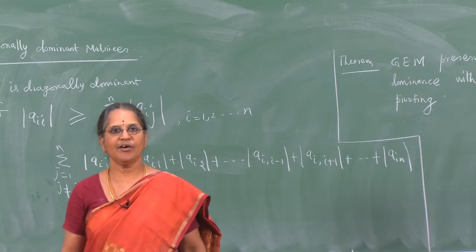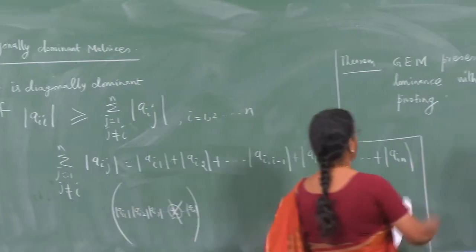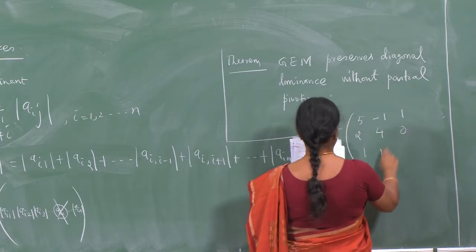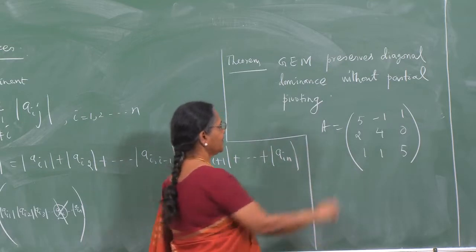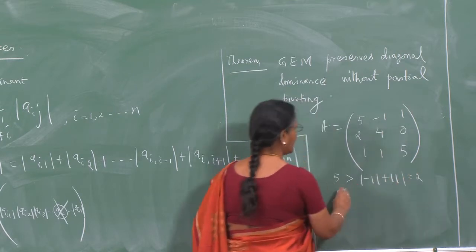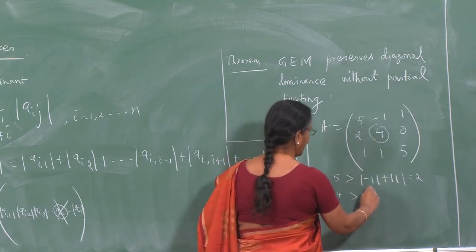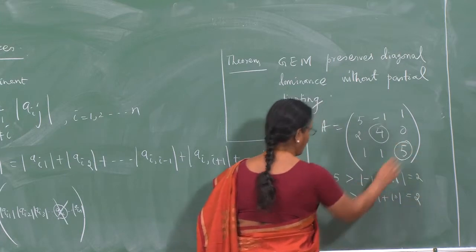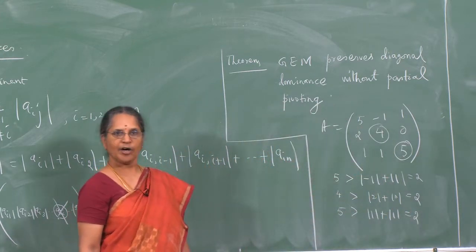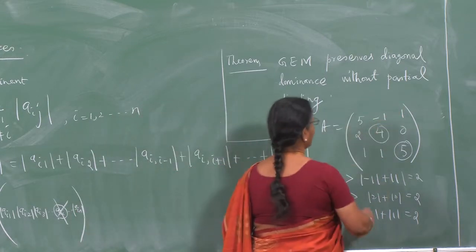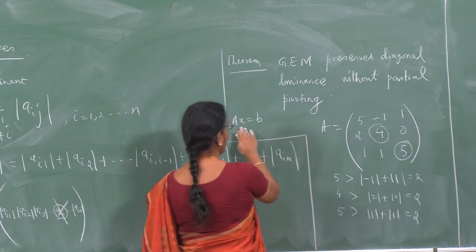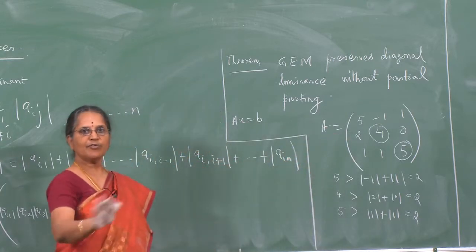So, I will give you an example of a matrix which is diagonally dominant. The matrix A given by 5, minus 1, 1; 2, 4, 0; 1, 1, 5. We observe that in the first row 5 is greater than modulus of minus 1 plus 1, which is 2. In the second row a_22 is greater than 2 plus 0, and in the third row 5 is greater than 2, and so the matrix A is strictly diagonally dominant, and you can solve the system of equations of the form Ax is equal to b, where the coefficient matrix A is strictly diagonally dominant, without partial pivoting.